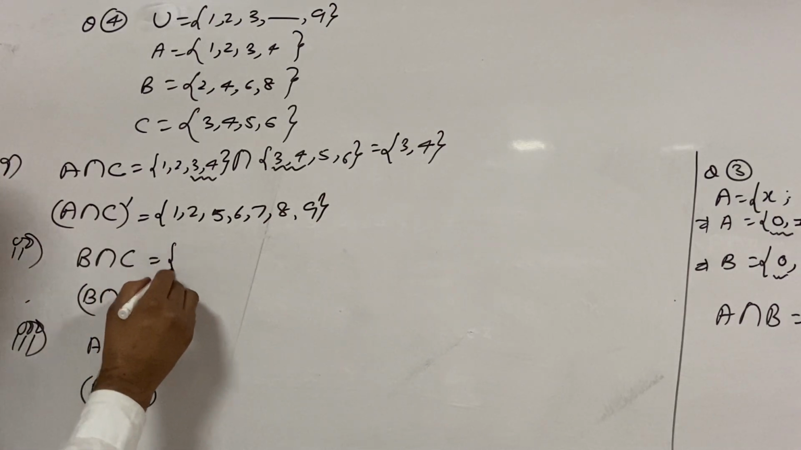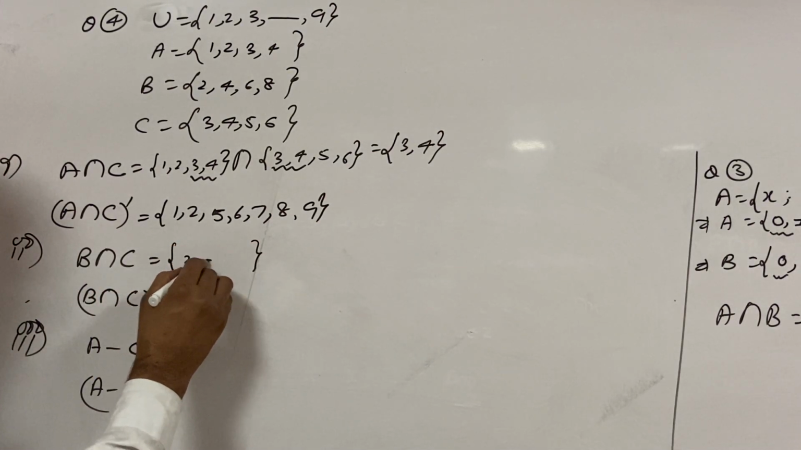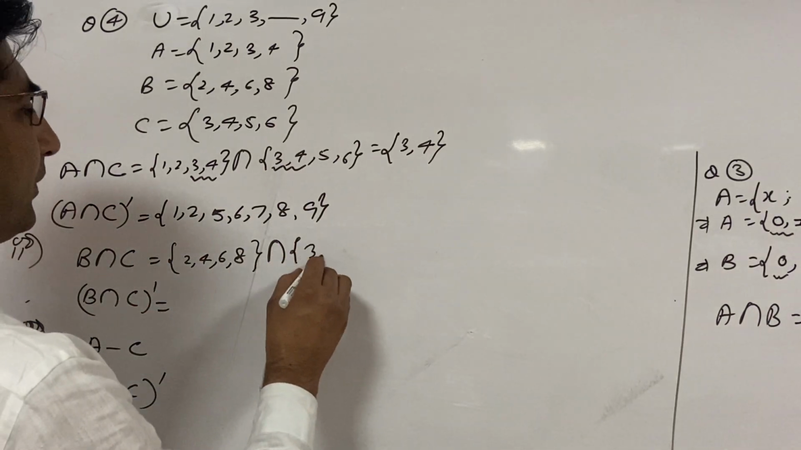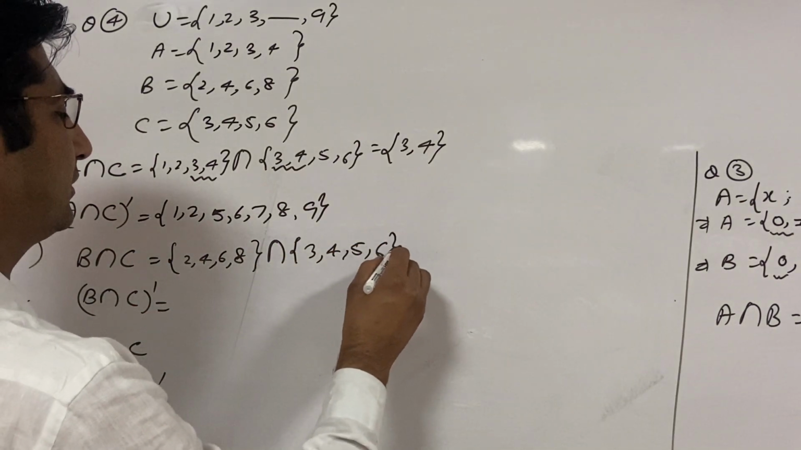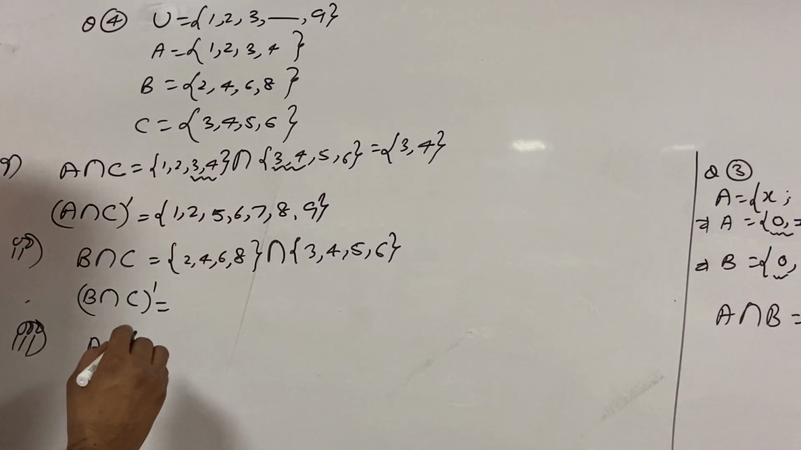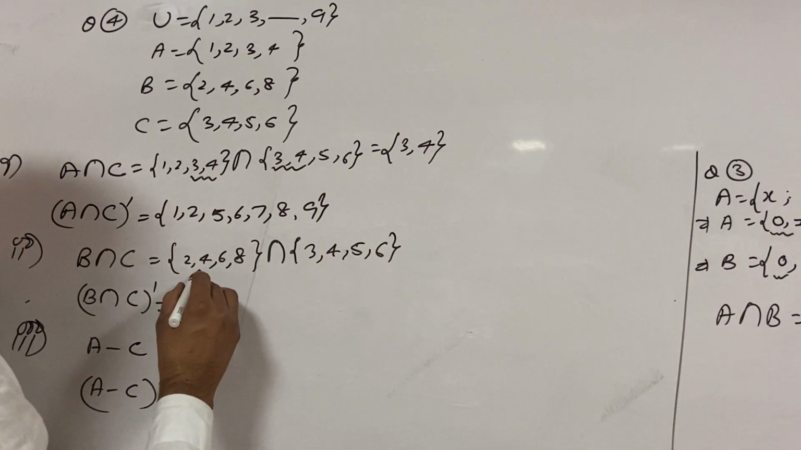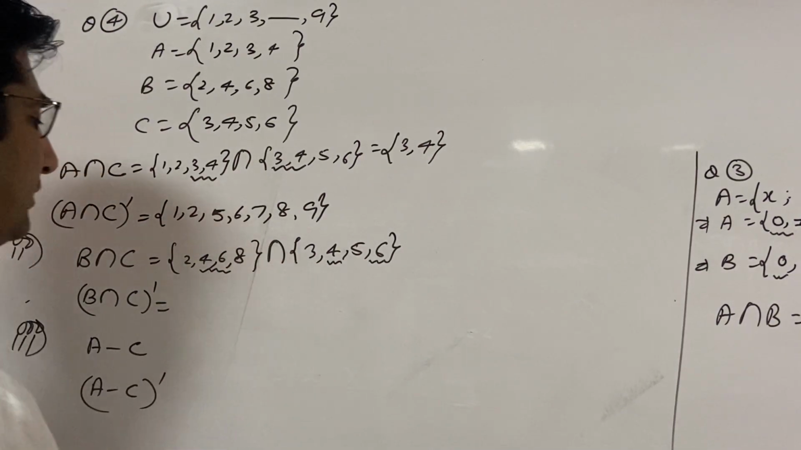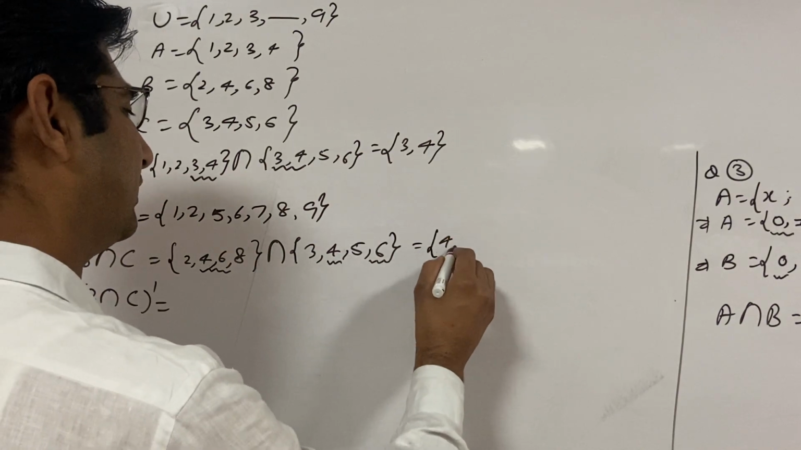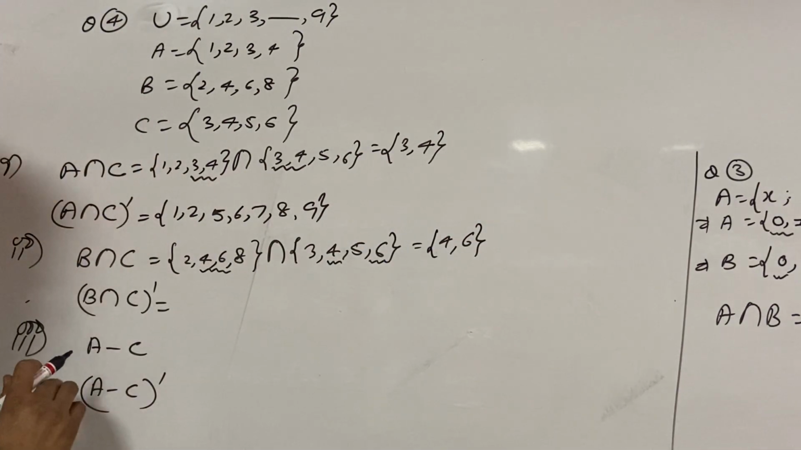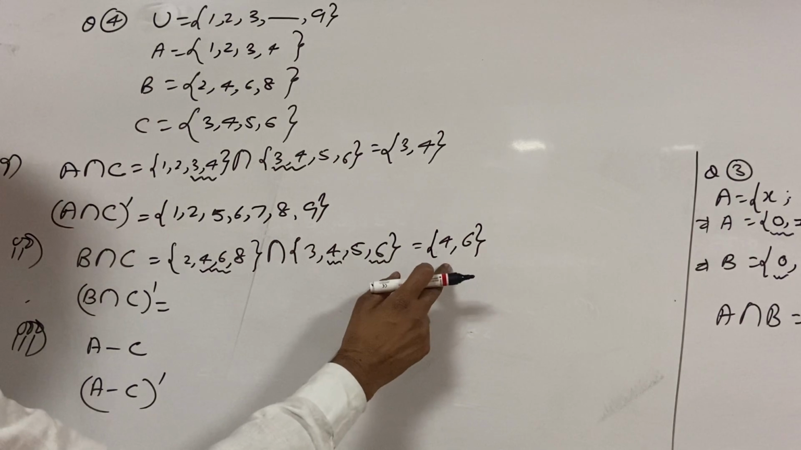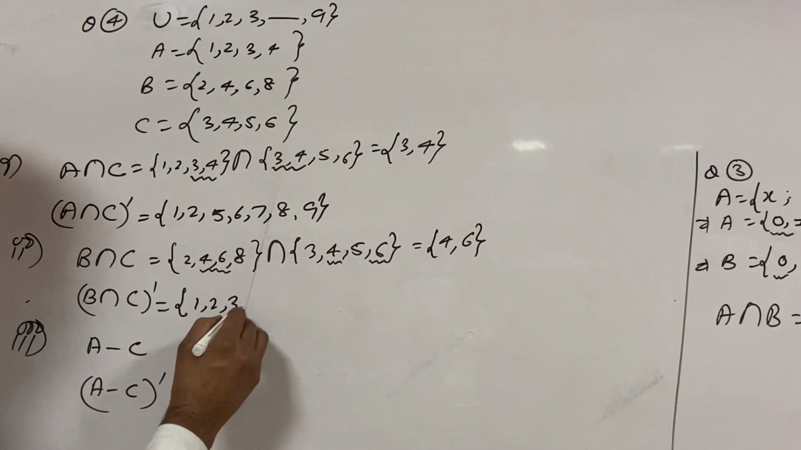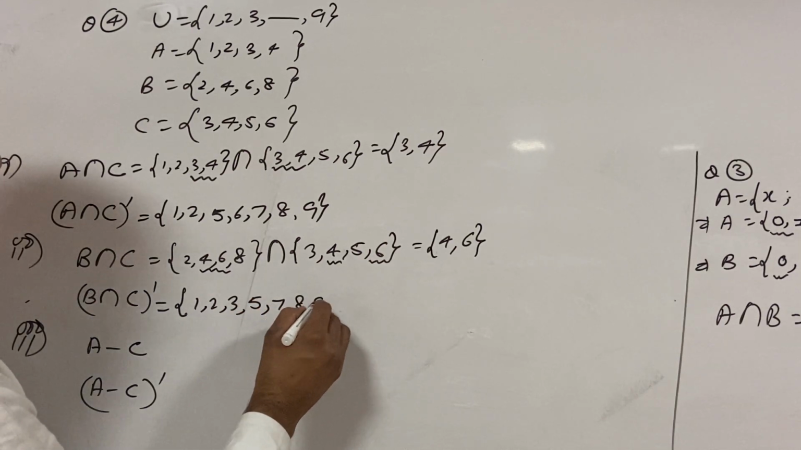अब बचे B इंटरसेक्शन C, B क्या है 2 4 6 8, इंटरसेक्शन C क्या है 3 4 5 6, इनका कॉमन क्या है 4 एंड देन 6, तो क्या आया 4 एंड देन 6 ने कॉमन. इसका कॉम्प्लीमेंट चाहिए, B इंटरसेक्शन C का कॉम्प्लीमेंट चाहिए, तो इन दो को छोड़ के U के बचे हुए सारे एलिमेंट 1 2 3 5 7 8 9.